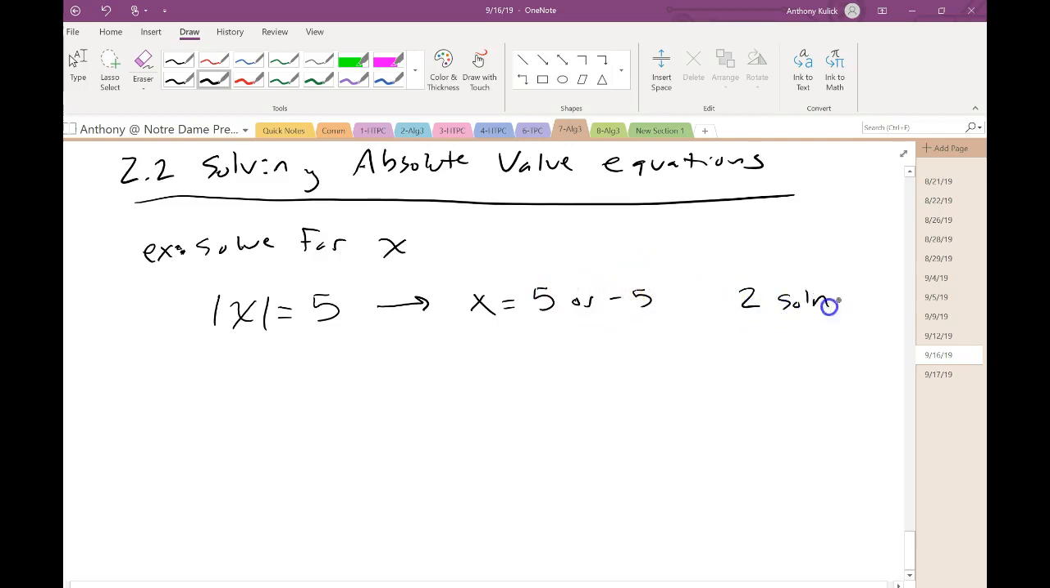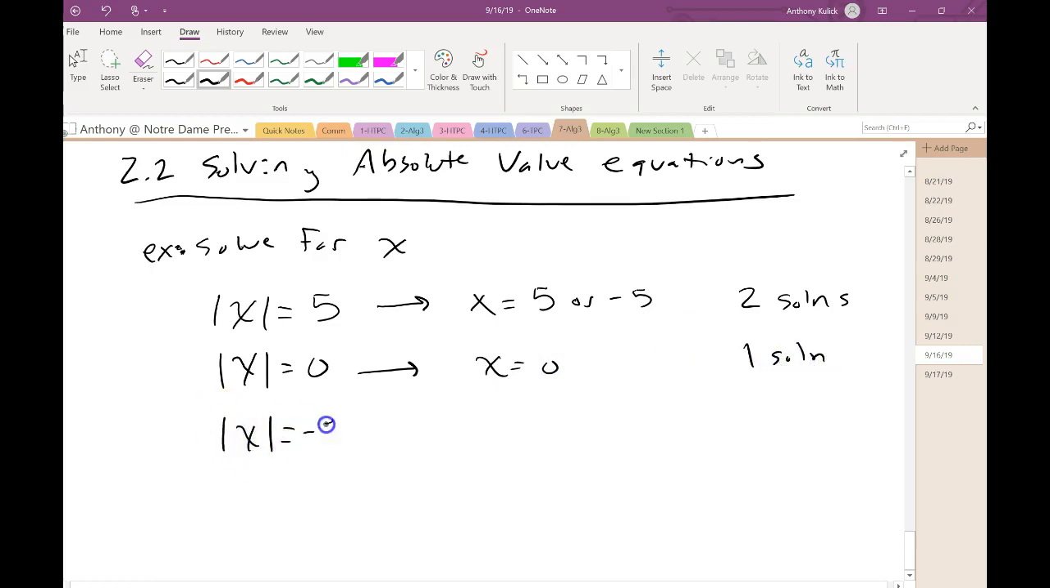We have two solutions. What if I have the absolute value of x is equal to 0? What is x got to be? It's just got to be 0. Only one solution that time.